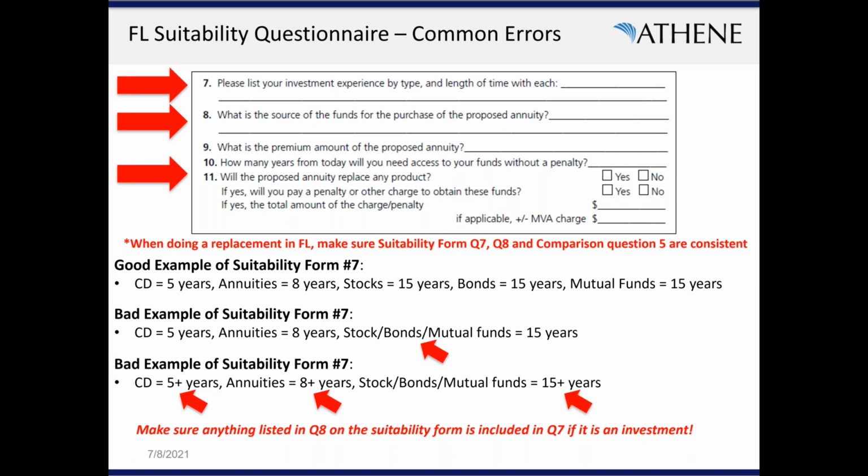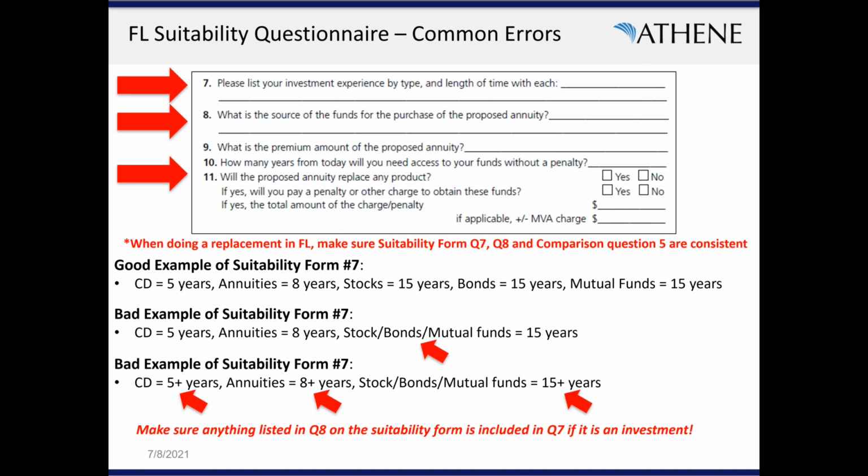And then make sure anything listed in question 8 on the suitability form is included in question 7 if it is an investment. So I'm going to give you an example. Money is coming to us. So question 8, what is the source of the funds? They put annuity. Question 7 has the answer of CD 5 years, stocks 15, bonds 15.